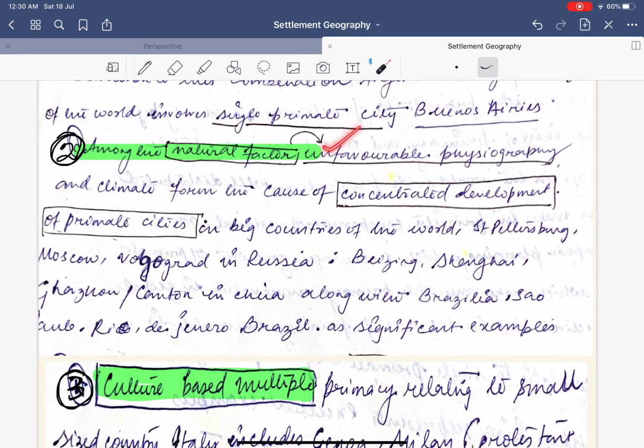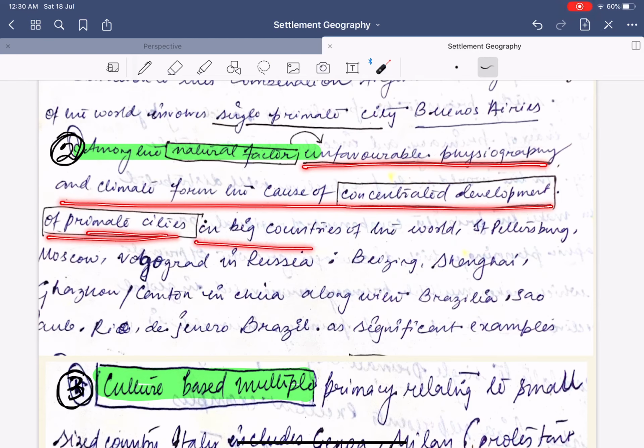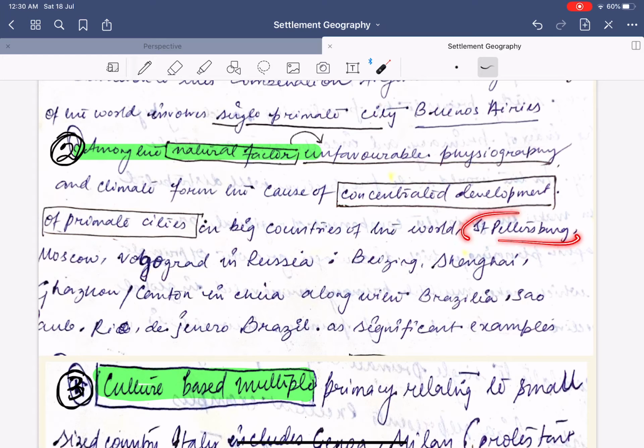Next is the natural factor, how natural factors are responsible for primacy. It says that unfavorable physiography and climate form the cause of the concentrated development of the primate city in the big countries of the world. St. Petersburg, Moscow, Volgograd in Russia: you can see that all three primate cities of Russia are located completely on the western side of Russia, very close to each other.